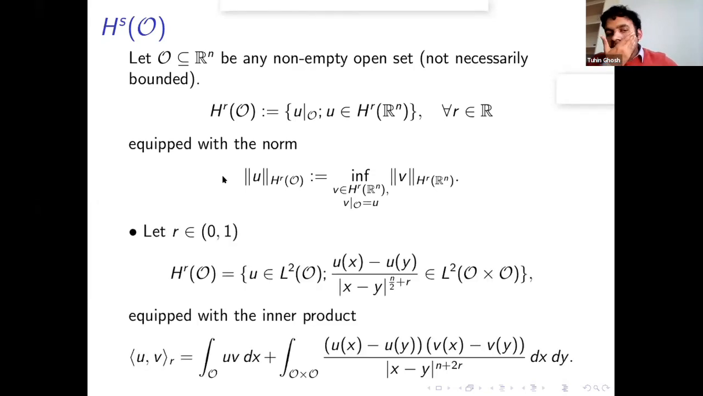Definitely, you can do it in an analogous way to what we discussed before. So that's another way of defining H^r(O): you take u in L², and then you take (u(x) − u(y)) over |x − y|^(n/2 + r), and you ask whether it is in L²(O × O). If it is, then you assign it as an H^r(O) function. Then of course you can define this inner product space like before, and if you put u equals v, you get back the norm. Okay, so these are kind of known stuff, but we have to go through this.